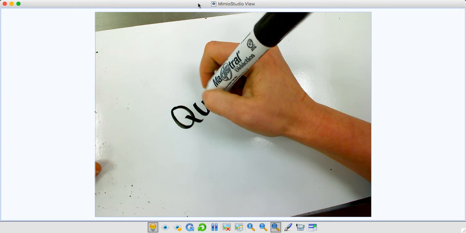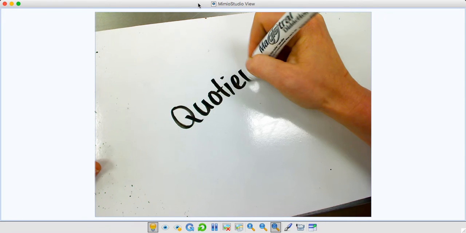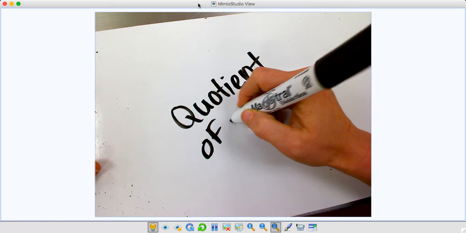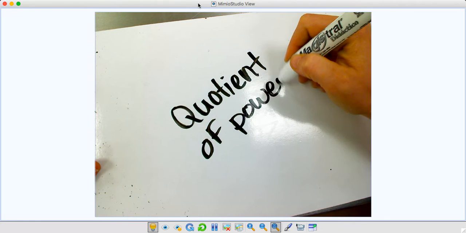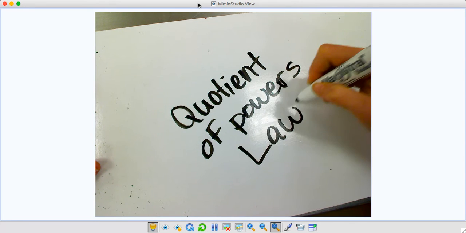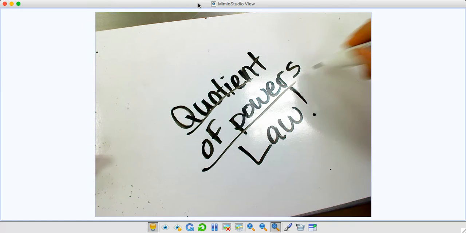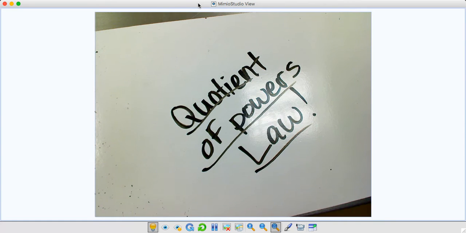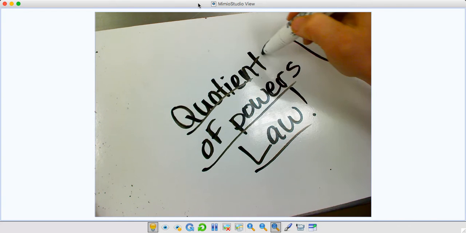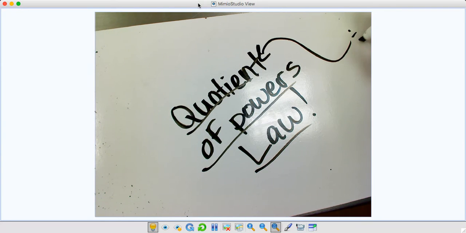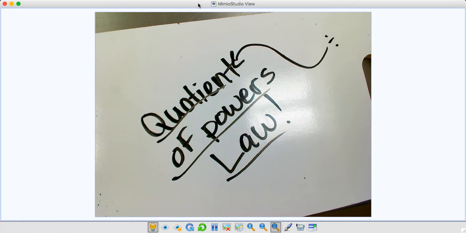Hi there, everybody. So today we are going to finish our exponent laws by beginning with our quotient of powers law. Yes, the quotient of powers law. Before, you learned about the negative exponents and you learned about the product of powers law. This time we're going to do the quotient of powers law. And just like it says in the name, the quotient of powers law is all about division, dividing exponents.